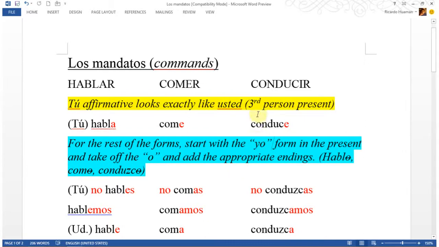Alright, so here in my chart, I have the tú affirmative form. Notice that you have A, E, E. That's how I want you to memorize it. A, E, E. Tú affirmative looks exactly like usted, third person present.